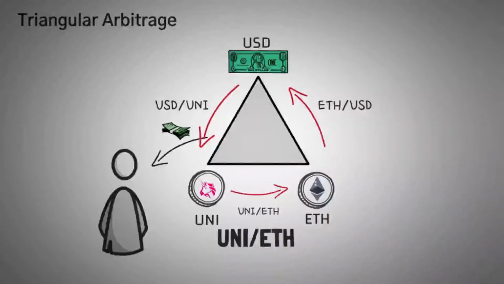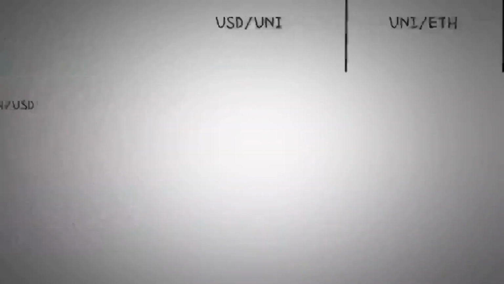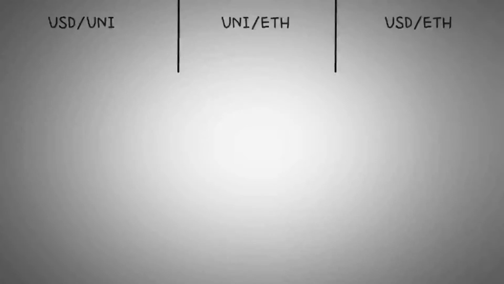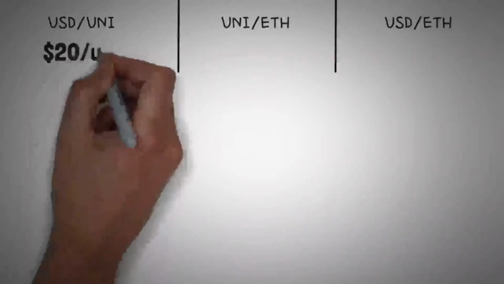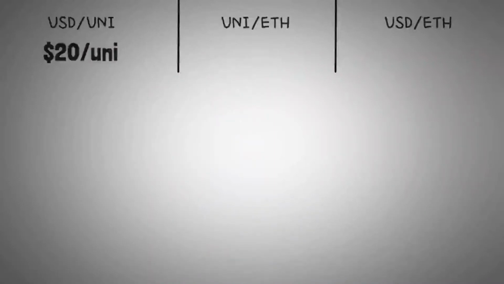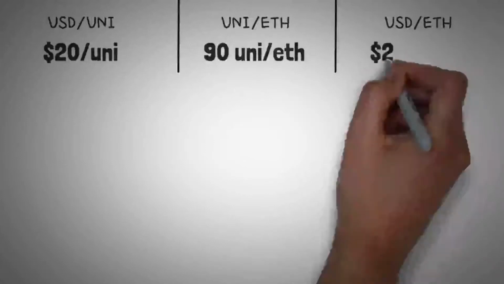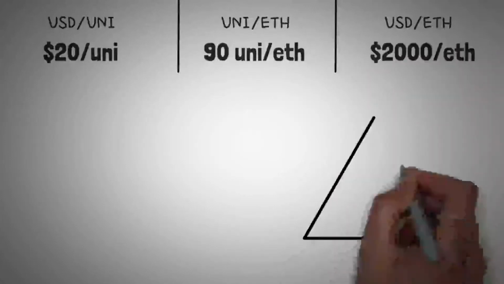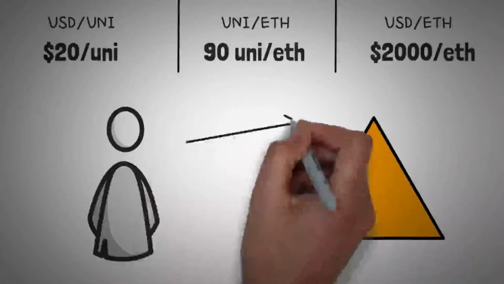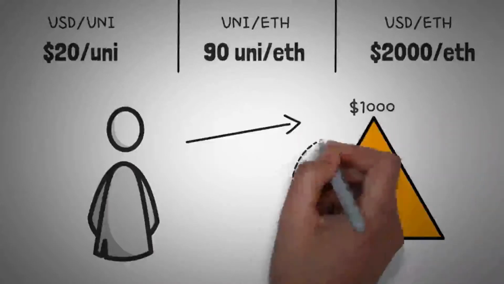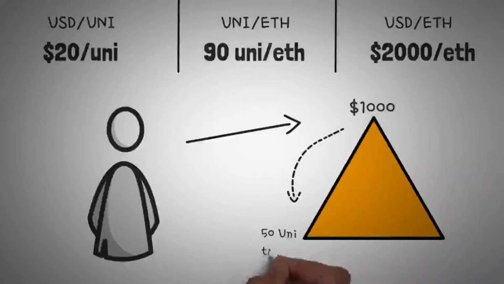So let's go through an example for people like me who like numbers. First of all, we have to know the prices. In this example, USD/UNI is going to cost $20 per UNI. UNI/ETH is going to cost 90 UNI per ETH. And lastly, USD/ETH is going to be $2,000 per Ethereum. Next, let's say that you go in with $1,000. This allows you to buy 50 Uniswap tokens.